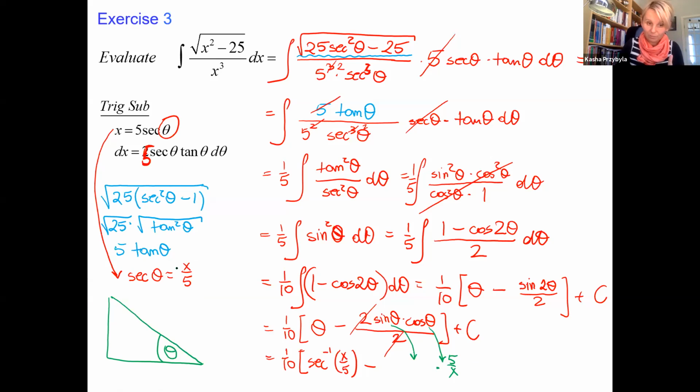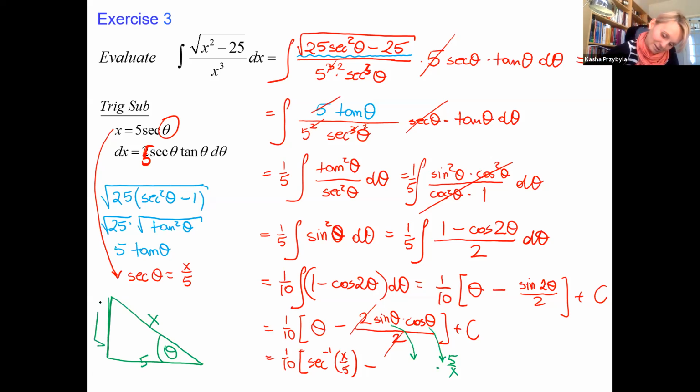Okay, secant is x over 5. Who can tell me which side is x, which side is 5? Opposite, hypotenuse, adjacent. Adjacent is 5. That's actually good. And the hypotenuse is x. Excellent. And then what will be the third side? The third side is the square root, of course, exactly the same square root.